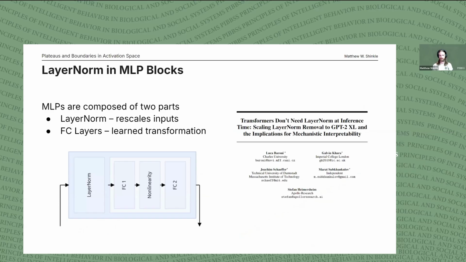So we've narrowed down this phenomenon to the MLP block specifically, but we can go even deeper. MLP blocks are generally composed of two main parts: an initial layer norm operation, which basically rescales the input data, and a set of two fully connected layers with a nonlinearity like ReLU in the middle. So do plateaus emerge from the layer norm operation, these fully connected layers, or both?